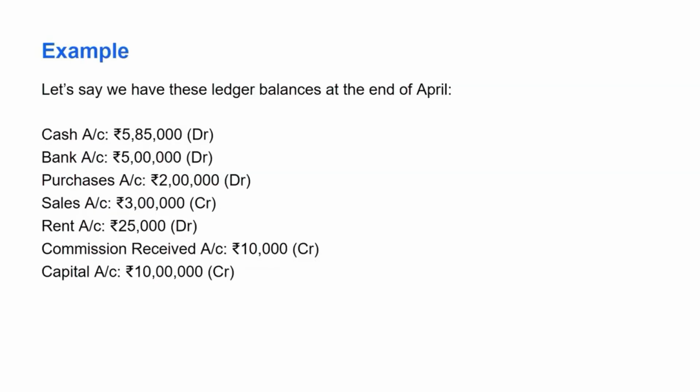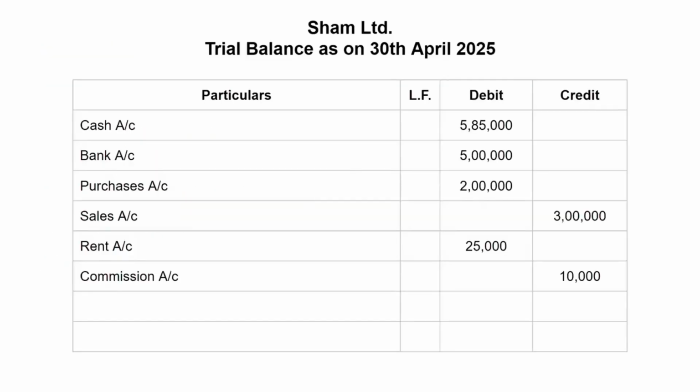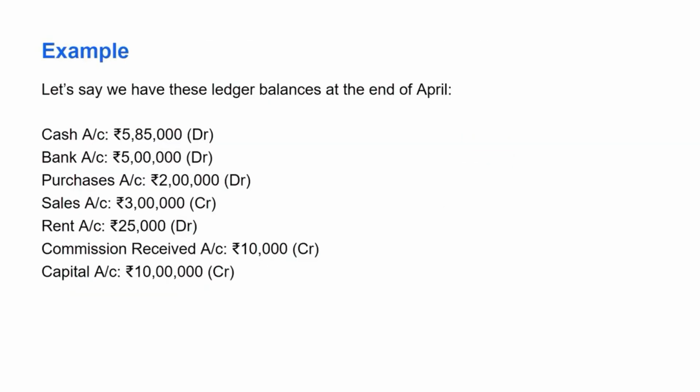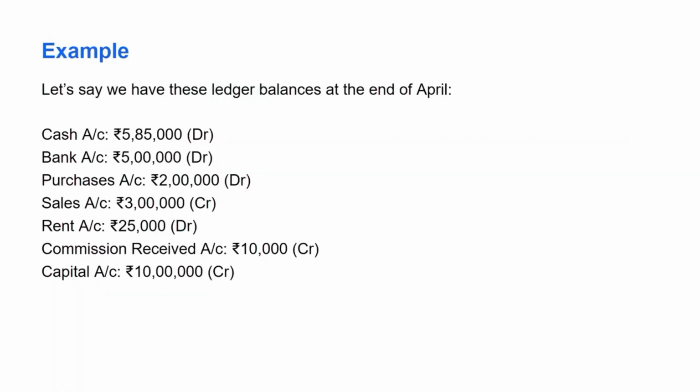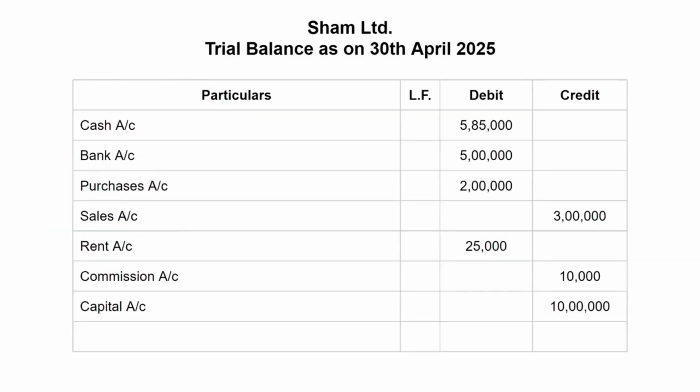Next, commission account 10,000 rupees credit balance. So we record it as commission account 10,000 rupees on the credit side. Capital account 10 lakh rupees credit balance. So we record it as capital account credit side 10 lakh rupees. Now we have completed recording all the balances. Now total both debit and credit columns.